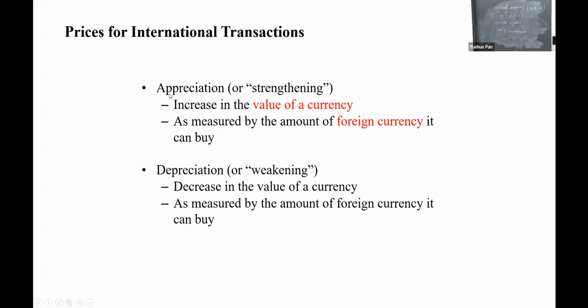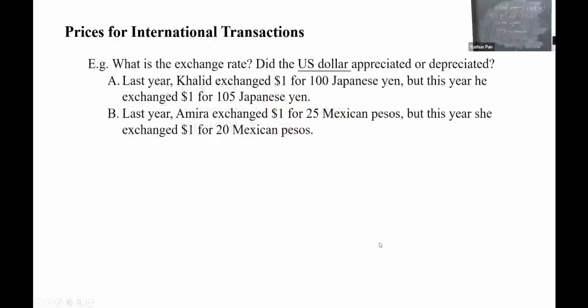So here, appreciation is an increase in the value of a currency, as measured by the amount of foreign currencies it can buy, such as how many foreign currencies $1 US can buy. Depreciation or weakening is a decrease in the value of a currency, as measured by the amount of foreign currencies it can buy.